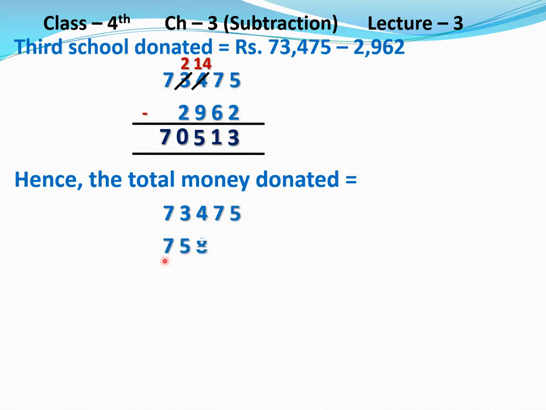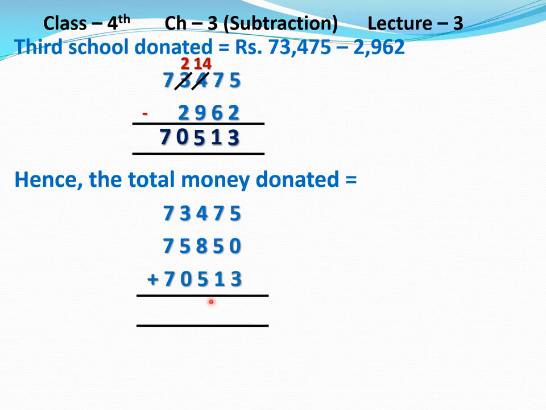Hence, the total money donated equal to 73,475 plus 75,850 plus 70,513. So we will add this. 5 plus 0, 5 plus 3, 8. Write 8 here. 7 plus 5, 12 plus 1, 13. Write 3 here and 1 carry.